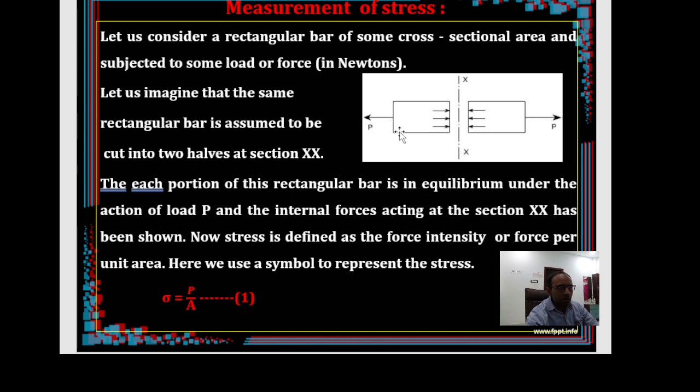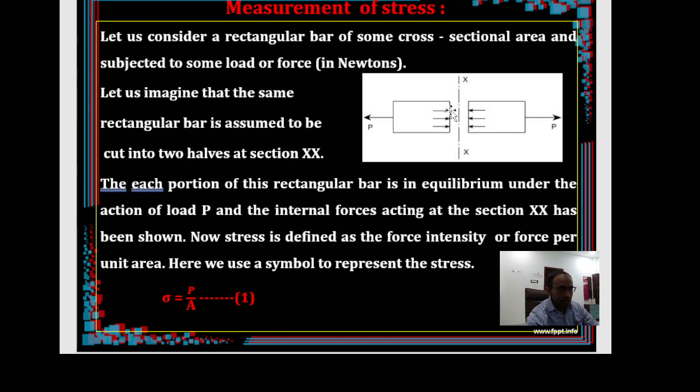Let us say we take a small rectangular element subjected to some external force. Now I will cut it at some location, say xx, at any distance x, either from left or right. Now examine what is happening: at every cross section the rectangular bar is in equilibrium under the action of the force P. Now at this section xx, stress is defined as the force intensity, or force per unit area, at this location. This is what we call stress.